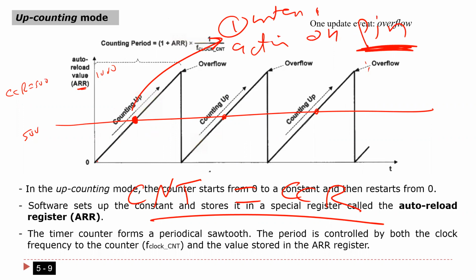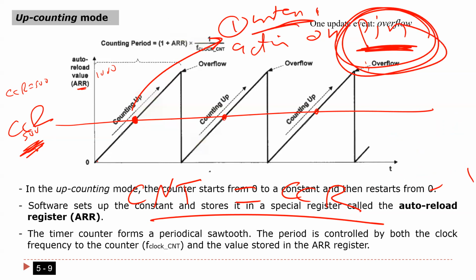I told you, if you want to use output compare, there should be a pin, because I'm going to generate a signal on a pin. If it is input capture, there should be a pin so that you can connect the signal whose time I want to measure. So either output compare or input capture, there is a pin. Every time the count is equal to the CCR register, two things are going to happen. Number one, action is taken on the pin. Number two, an interrupt is triggered.